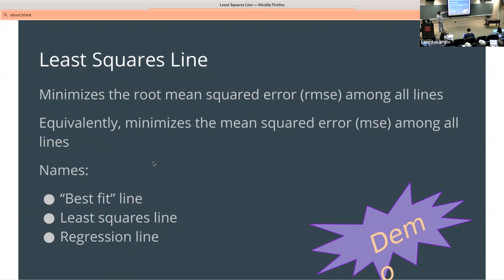But we can minimize the root mean squared error. Or maybe that's why I got confused, because I jumped. Nope. Oh, I'll fix that next time. But basically, what we want to do is minimize all those errors, right? And we can end up with what's often referred to as a best fit line, or least squared line, or a regression line. Those are all terms that are used relatively interchangeably. So if you see any of these, they all mean the same thing. It's the best prediction that we have.